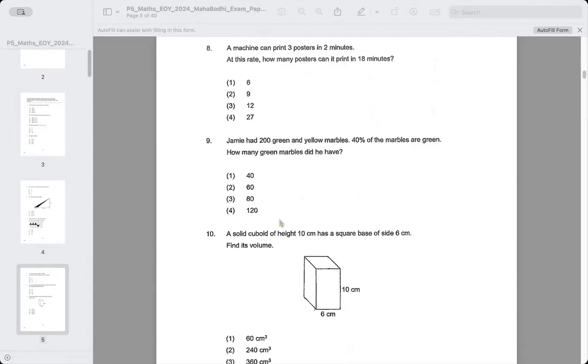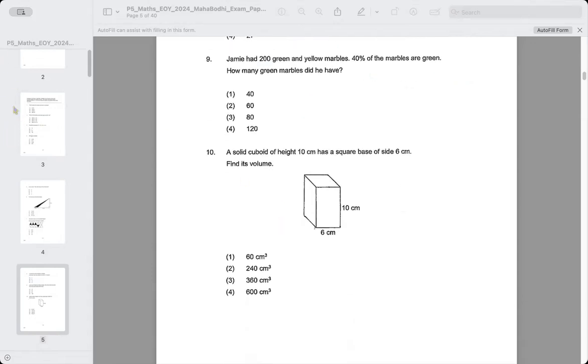Question 10, we have a solid cuboid of height 10 cm with a square base of side 6 cm. Find its volume. Remember, for volume, it will be length times breadth times height equals volume. Since this cuboid has a square base, the length and the breadth will both be 6 cm. That's why they only give us one side for the square base. So this will be 6 times 6 times 10. 6 times 6 gives us 36. 36 times 10 gives us 360. So our answer will be option 3.